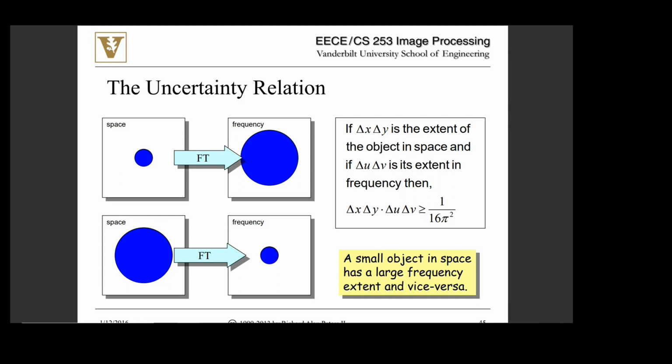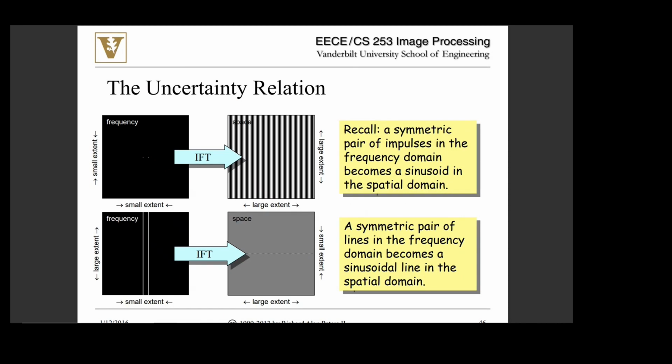And actually, this is related. Have you heard of the Heisenberg uncertainty principle? Heisenberg. Principio de incertidumbre de Heisenberg. This is related to this. So this is the signal equivalent of that Heisenberg thing in physics.